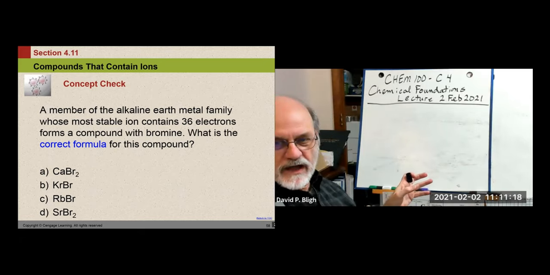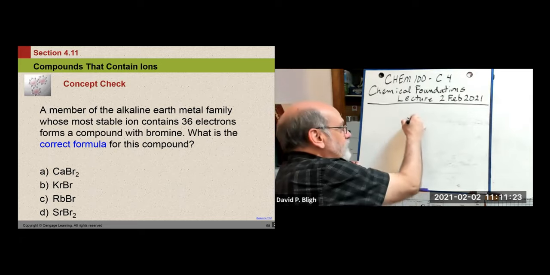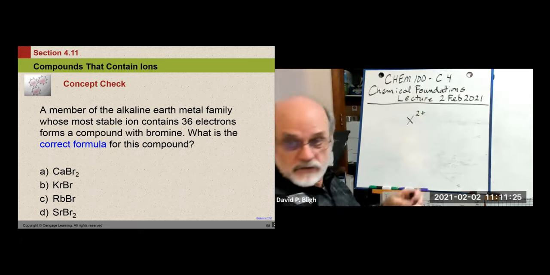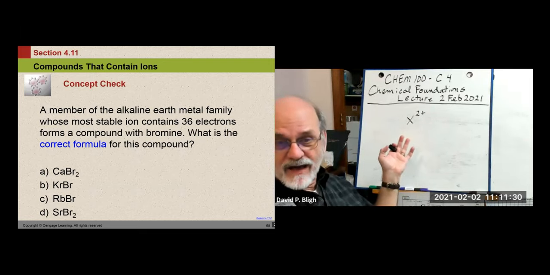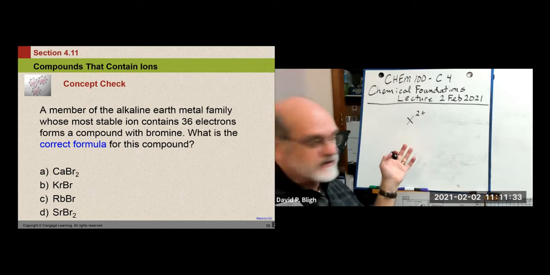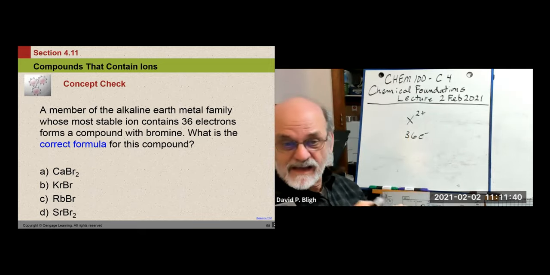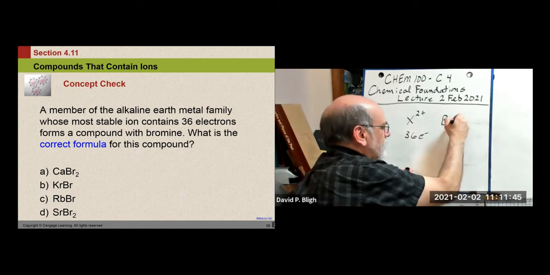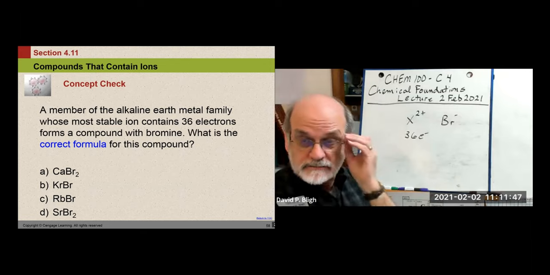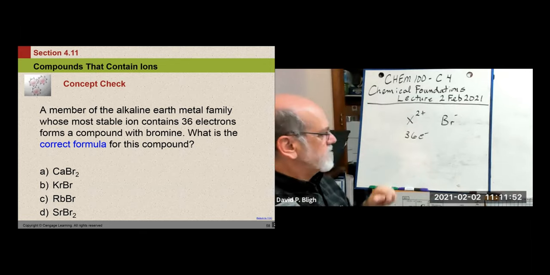Alkaline earth metal family. Okay, so we know that in a compound, they're always going to have 2 plus charge. That's characteristic of that family. And the ion is 36 electrons. Okay? So if we're going to combine it with bromine, which is a minus 1 charge, it's a halogen, then we need to identify what X is.